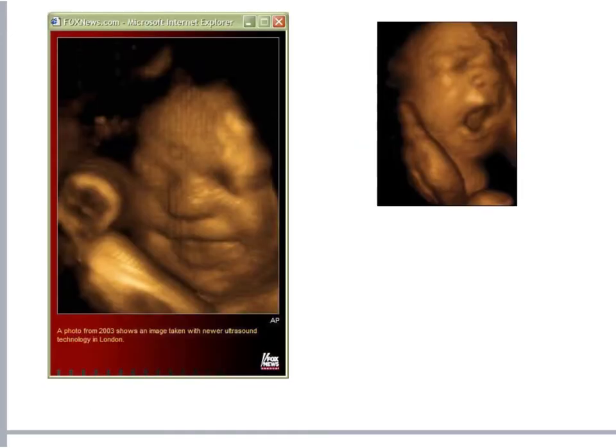All right, now I don't know why this is called 4D. Maybe one of you can explain it, but certainly we can use lots of different types of technology to check in on that developing fetus. We use things like ultrasounds. This is what's called a 4D ultrasound.